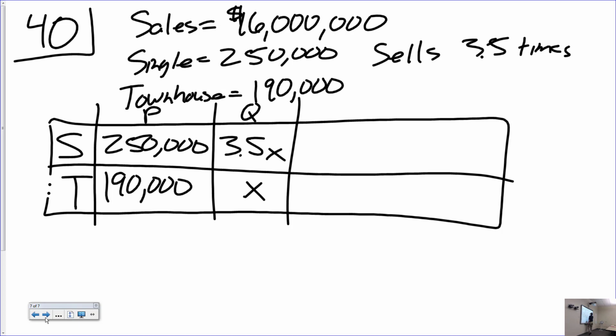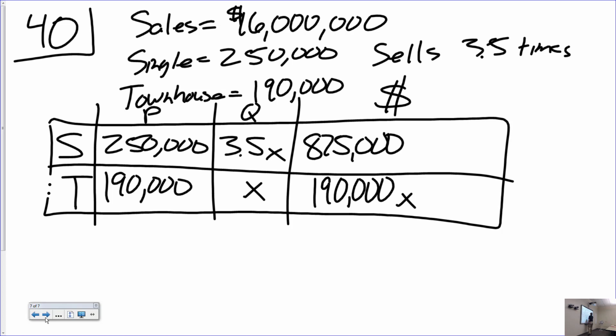Nice. Like, how am I going to get the dollars? Multiply across. I can do the townhouse one. 190,000 X. What's a quarter mil times 3.5? 875,000. Unpleasant numbers, but just numbers with a bunch of zeros in it. No biggie, right? I mean, it's just ugly.